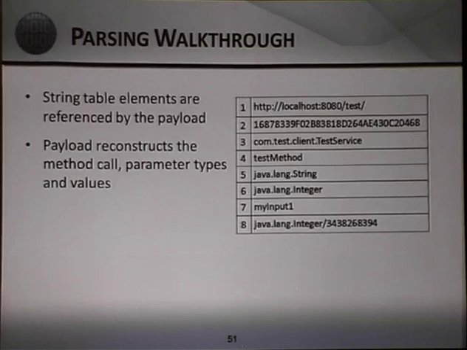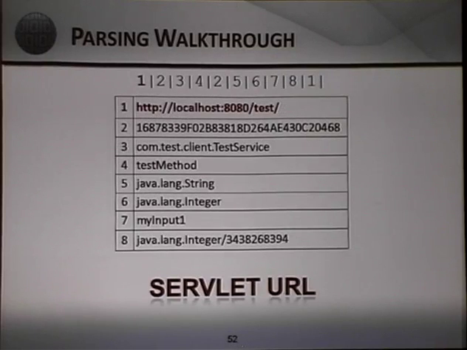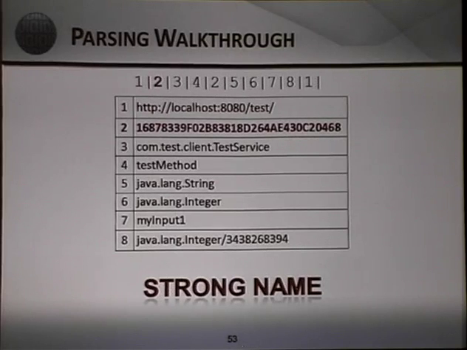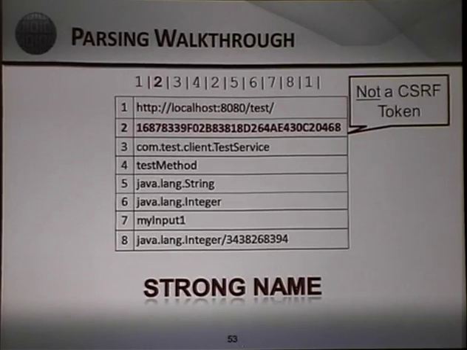And these values are actually going to be referenced by the payload, that set of numeric values at the end of the RPC string. And what the payload actually does, it reconstructs the method call using those numeric values. So there's a payload on top, the 1, 2, 3, 4, whatever. And so first value is 1. It's going to read the first value of the string table. 2, which is a strong name. It's not really a CSRF token. This value is going to be the same across all the users, and it's only ever really recalculated when they recompile the application.